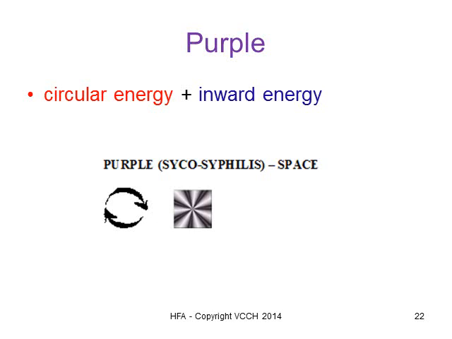When circular energy and inward energy come together, they form the purple energy pattern. Purple is an interesting energy because the circular energy of red and the inward energy of blue never actually meet. Each is equal in force to the other, but neither ever touches the other, forming a space in between.